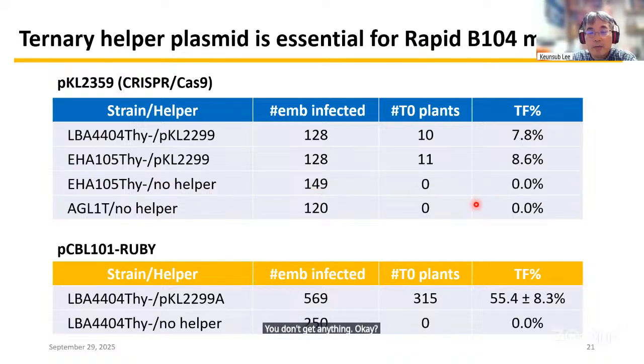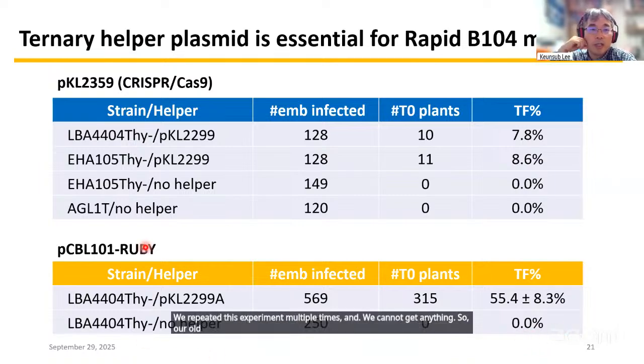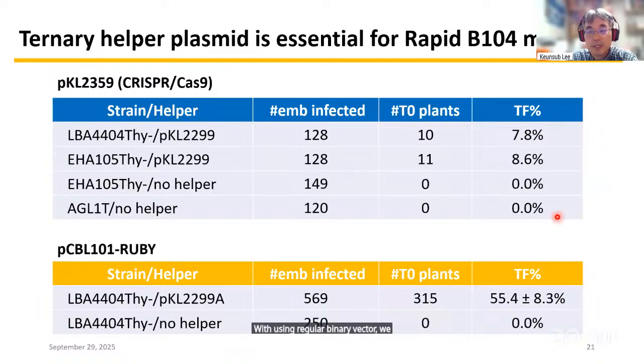And then we compare this one, LBA4404 with and without helper plasmid. Again, we repeated this experiment multiple times, and we cannot get anything. So our old protocol utilized 3 to 4 day co-cultivation using a regular binary vector. We were getting about 4% efficiency. But with this rapid method, only overnight co-cultivation, without the ternary helper, there's nothing, literally. But with this new helper, we are getting an average of about 55%.